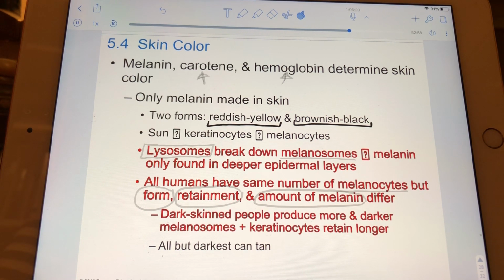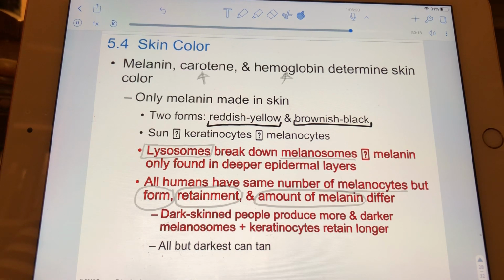All right, so if I were to make far more of the reddish yellow melanin variety, then my skin would be more reddish yellow. And if I were to make more of the brownish black variety of melanin, then my skin would be more brownish black. All right.